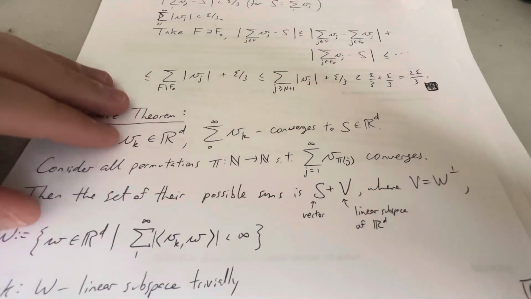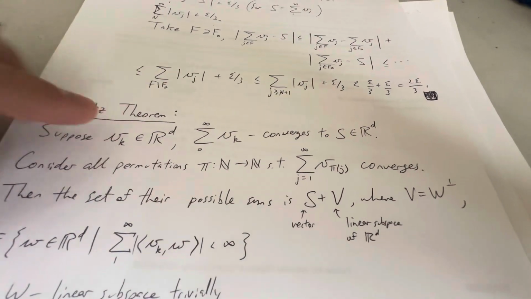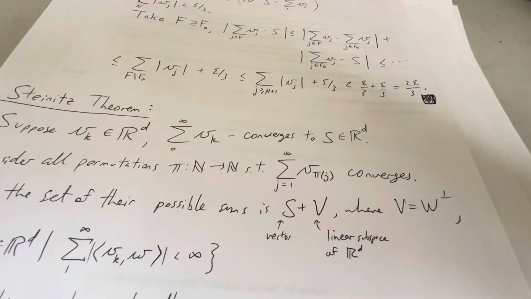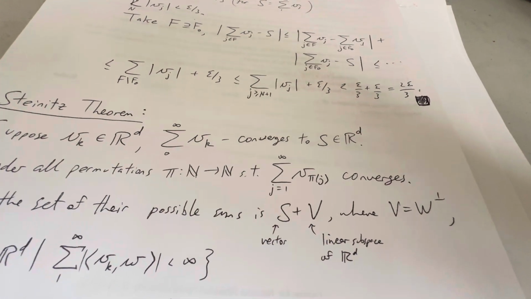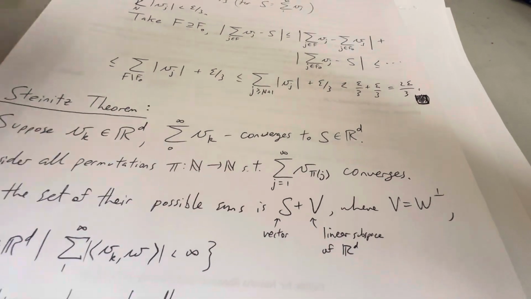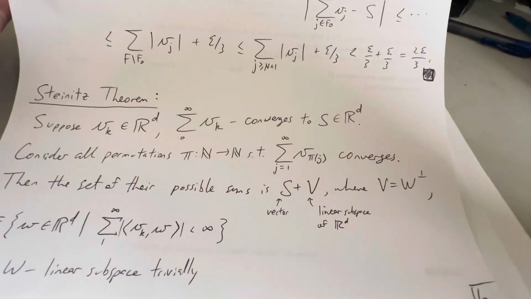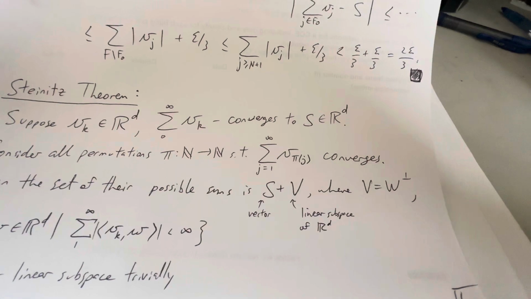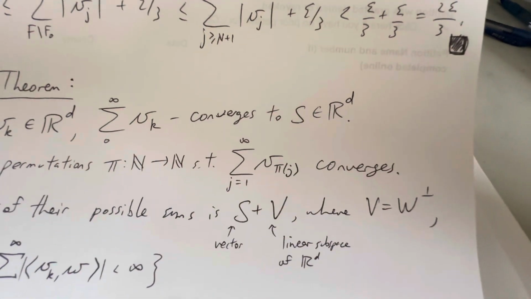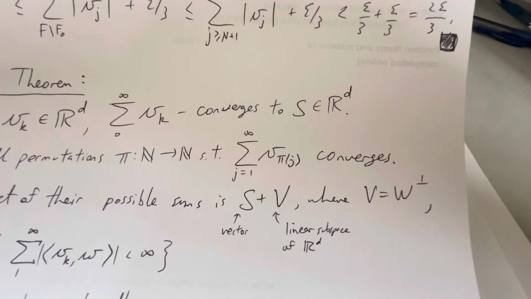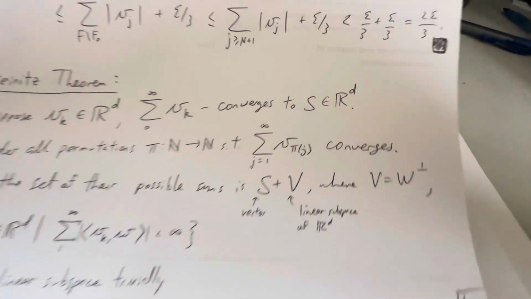Suppose that we have a sequence of vectors from R^d such that the sum of those vectors converges to some vector in R^d, which for some reason we call S. Consider all permutations pi from N to N such that the following series converges. So essentially we are rearranging the terms in the series.